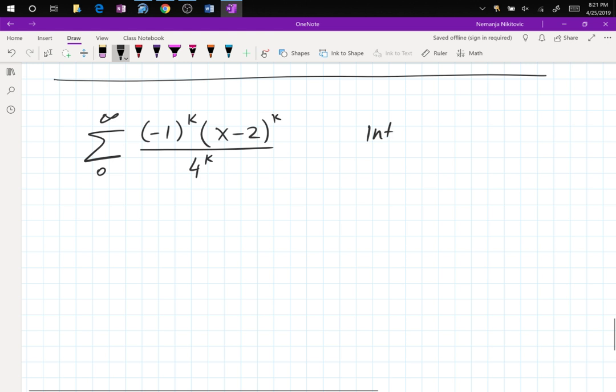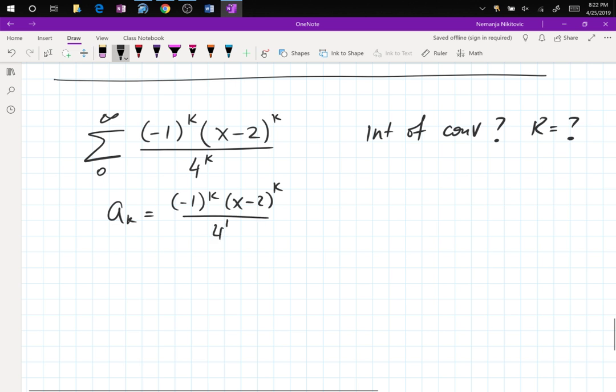So, what is the interval of convergence? What is the radius of convergence? Those are the questions, and you immediately proceed with the ratio test. So a_k is negative 1 to the k, (x minus 2) to the k, over 4 to the k. a_(k+1) is negative 1 to the k plus 1, (x minus 2) to the k plus 1, divided by 4 to the k plus 1.